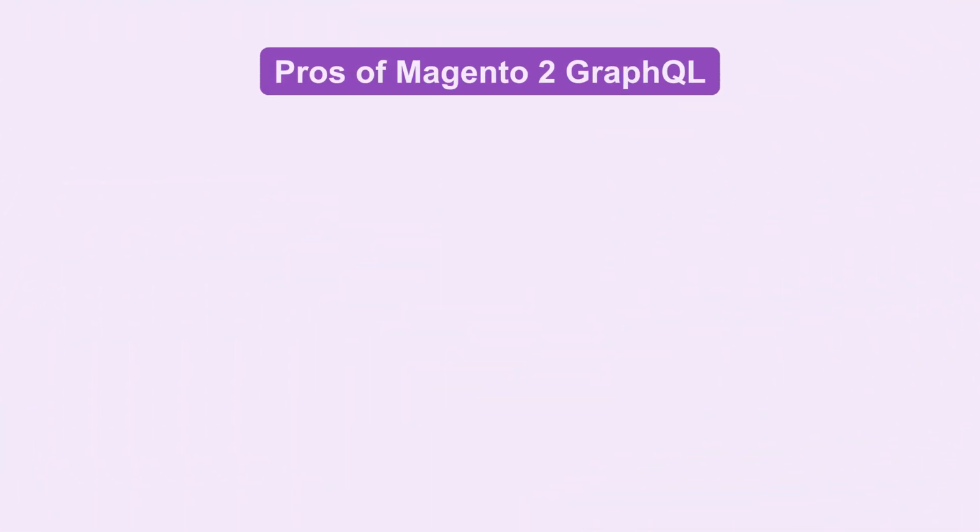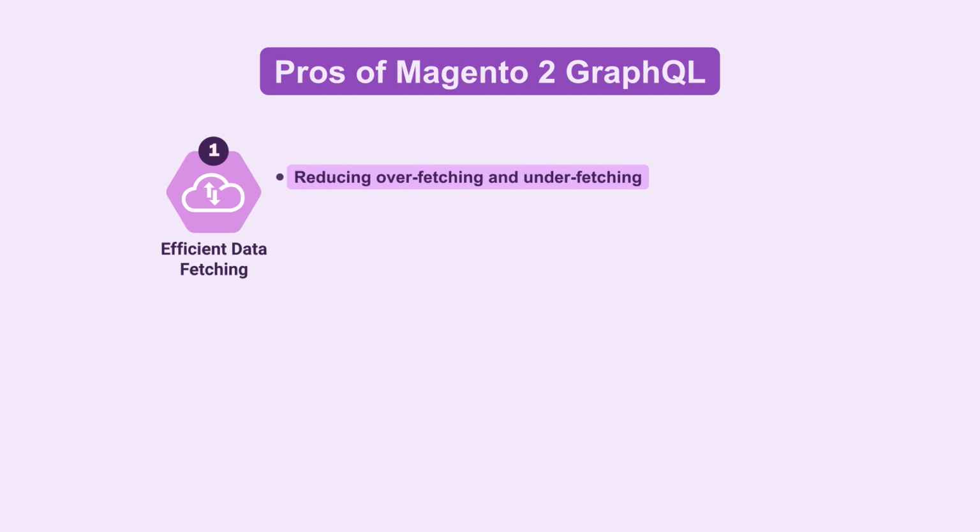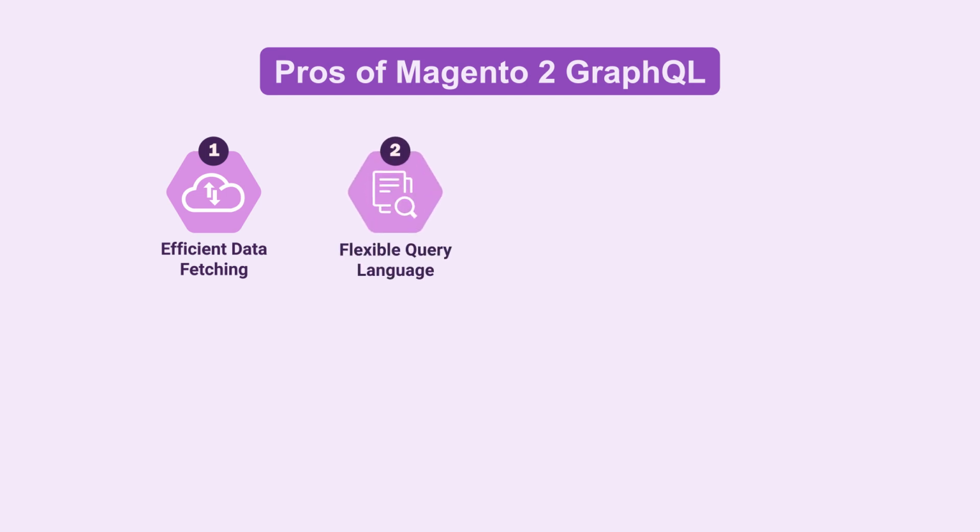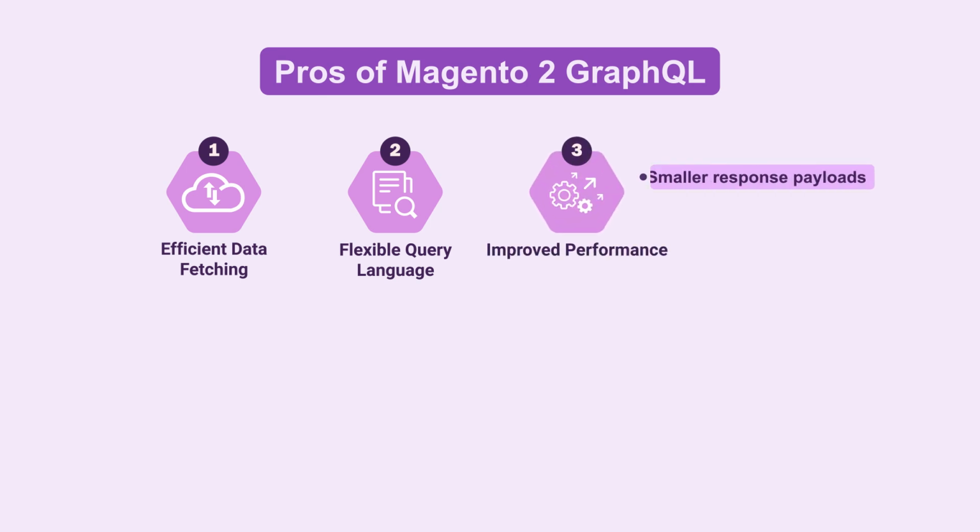Now, let's understand the pros of Magento 2 GraphQL. GraphQL fetches specific data, reducing overfetching and underfetching, ideal for limited bandwidth scenarios. GraphQL's flexible query language constructs complex queries tailored to client needs, facilitating hierarchical data retrieval. It improves performance with smaller response payloads, leading to faster data retrieval times.